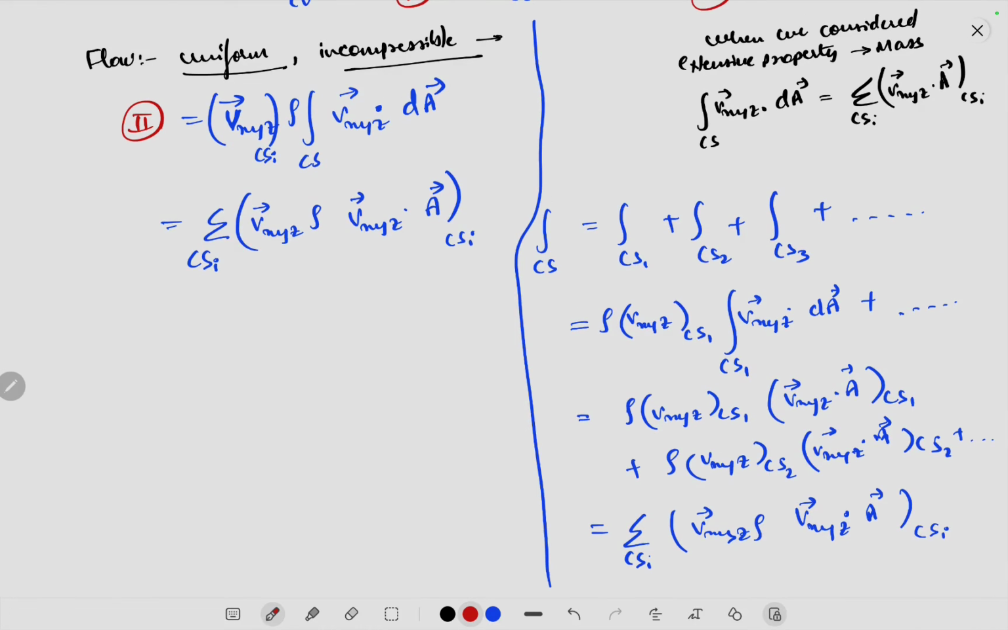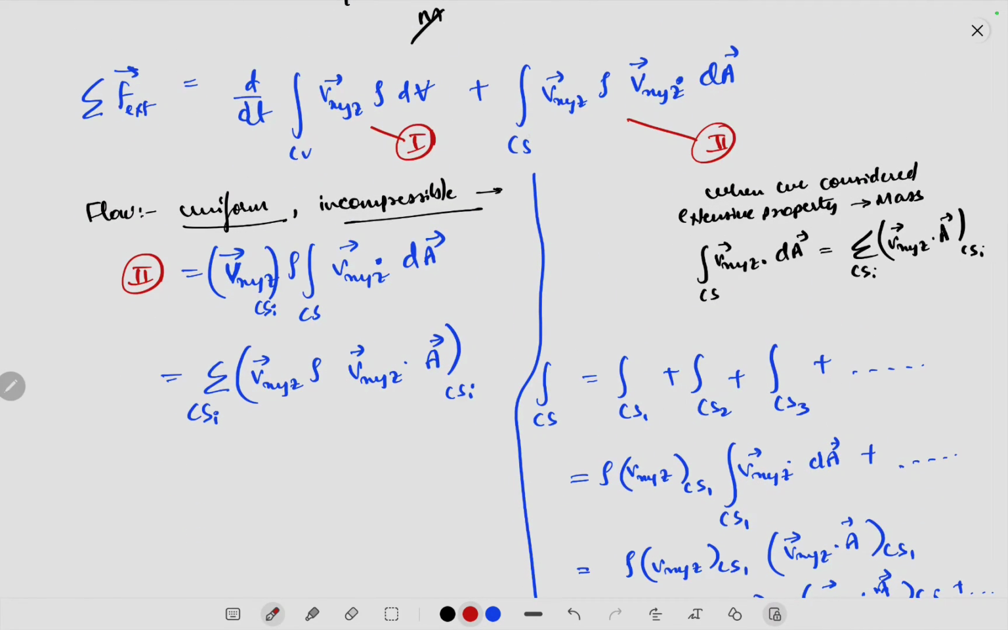Okay, so now let's focus on term 1, which is this. If the flow is uniform, can I take vxyz outside of this integral, which is the integral over a control volume? And for incompressible flow, can I take rho outside of this integral?